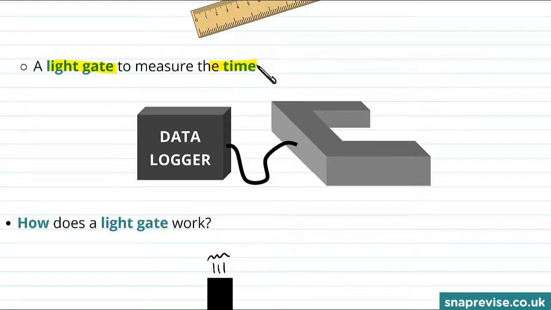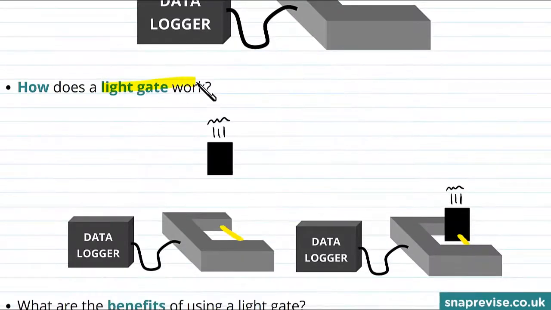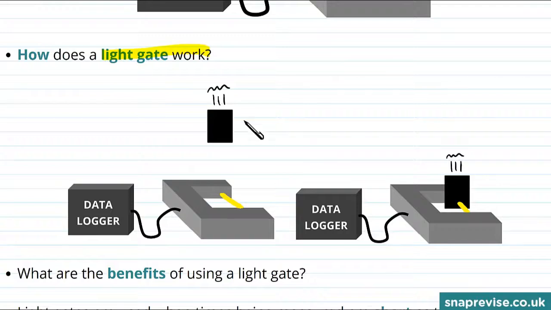We can use something called a light gate to measure the time, and this is how the light gate works. First of all, we measure the length of the object that we want to discover the speed of. This is the distance we're going to use in our formula.